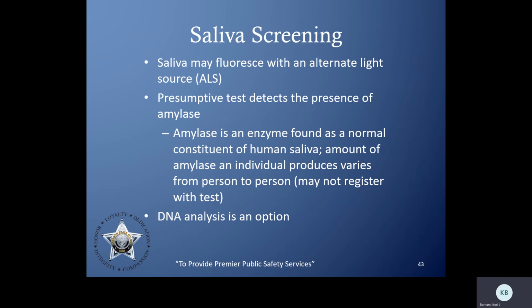We can also screen evidence for saliva. Saliva may fluoresce or glow with an alternate light source. We also have a presumptive test, one of the commercially produced cards, similar to the prostate-specific antigen test. The test we use for saliva looks for the presence of amylase, which is an enzyme found as a normal constituent of human saliva. The amount of amylase can vary by individual, so this is not a confirmatory test. It's possible to obtain a negative test for amylase, but have saliva present in the sample. So we always have DNA analysis present as an option.